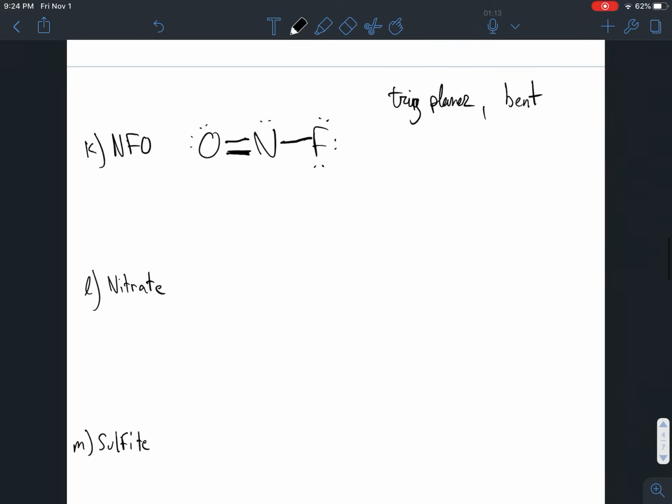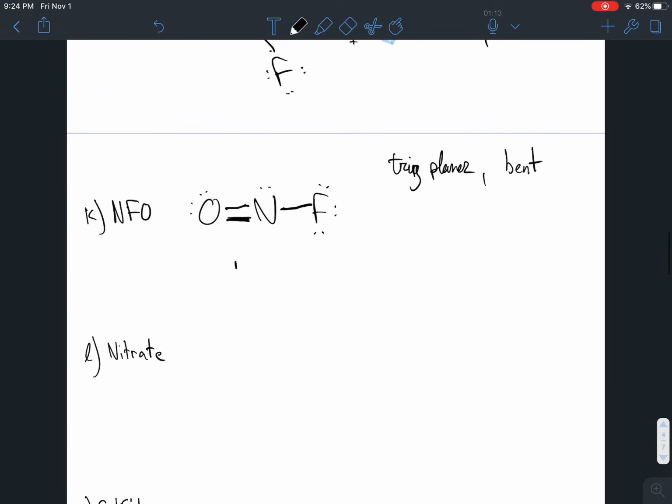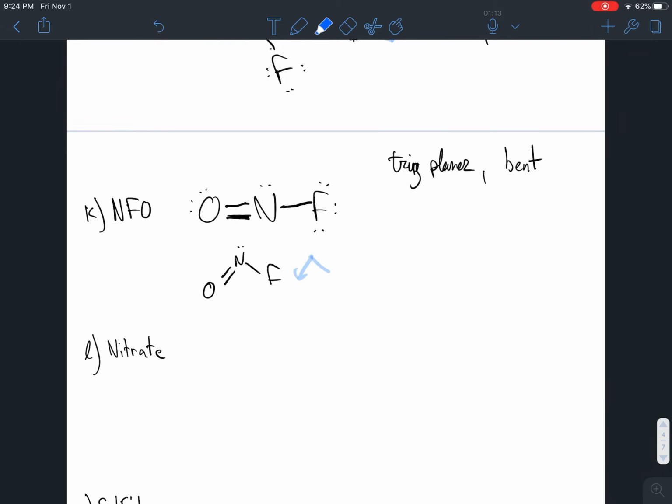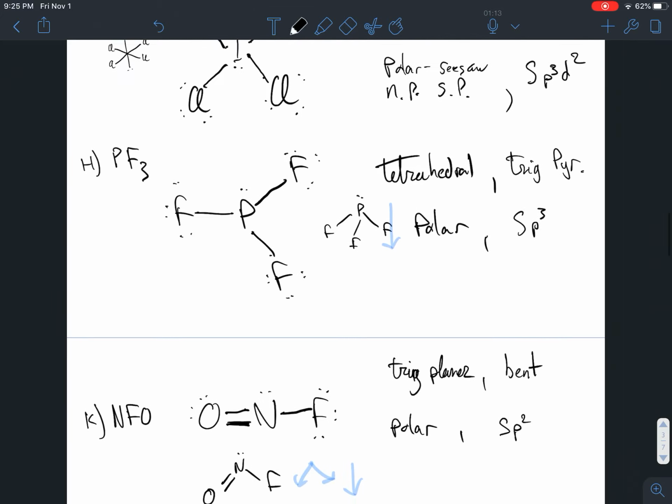And then we look at the polarity, which looks like this. There's a dipole going that way, a dipole going that way, because fluorine and oxygen are both more electronegative than nitrogen. So it definitely is polar. And it is sp2 hybridized.